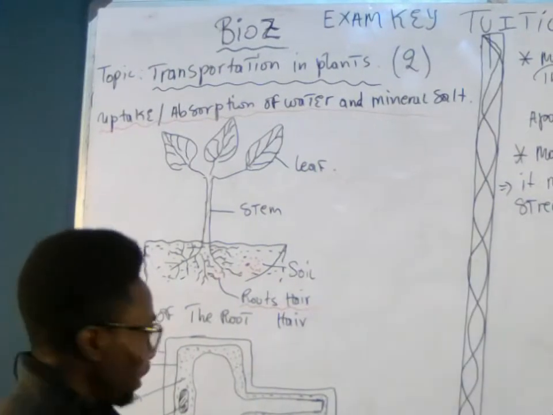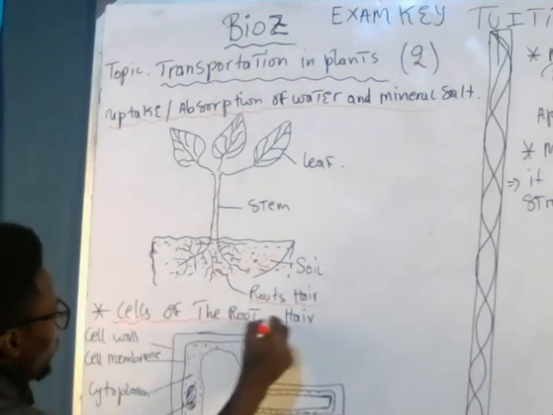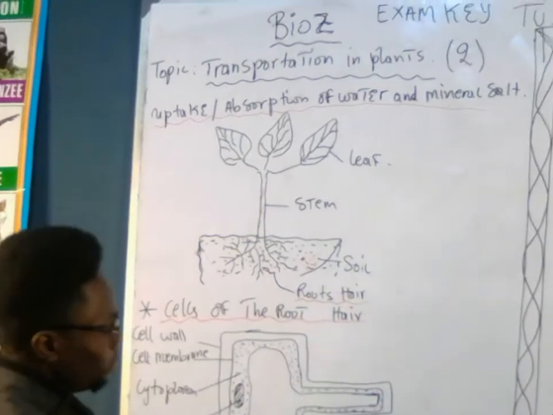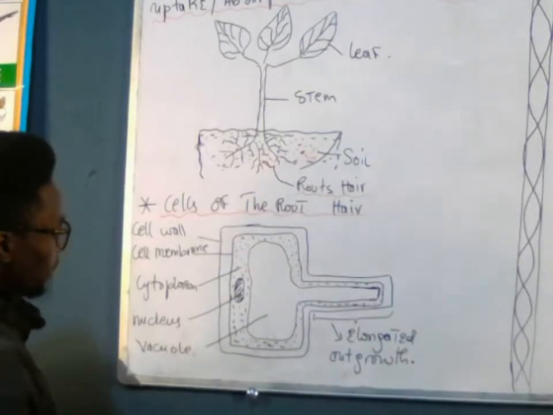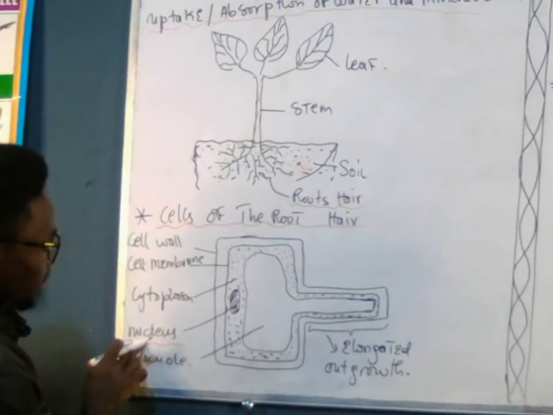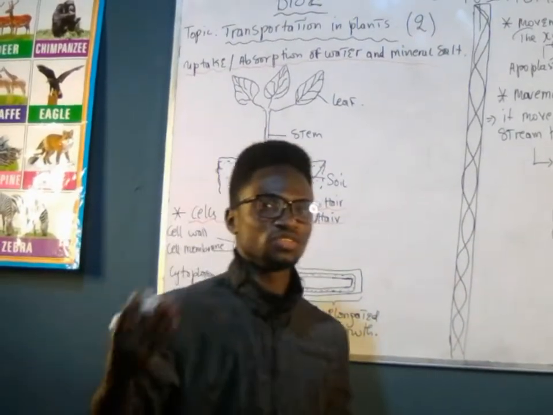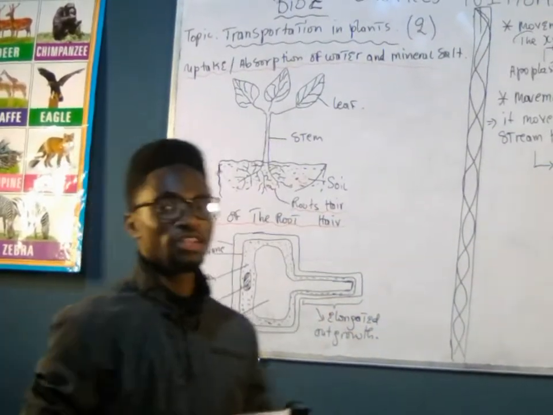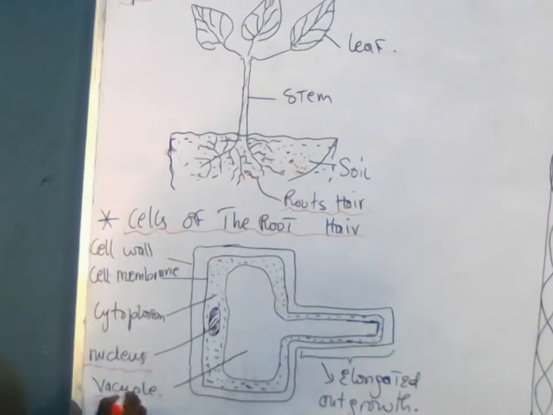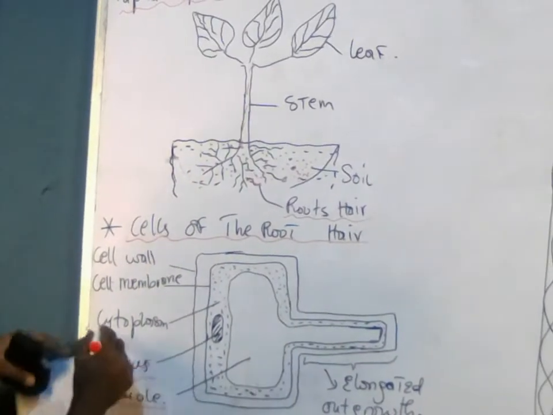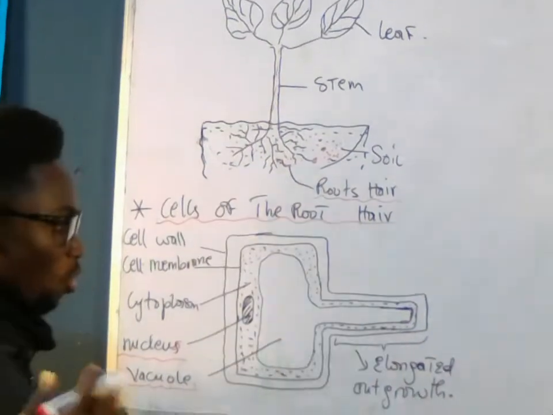Here I've given you a diagram of a root hair, and in biology you should know how to label a cell. This is a nucleus, and you should know the nucleus is the one that gives instructions for whatever happens in a cell. Then we have a vacuole, cytoplasm, cell membrane, and a cell wall.